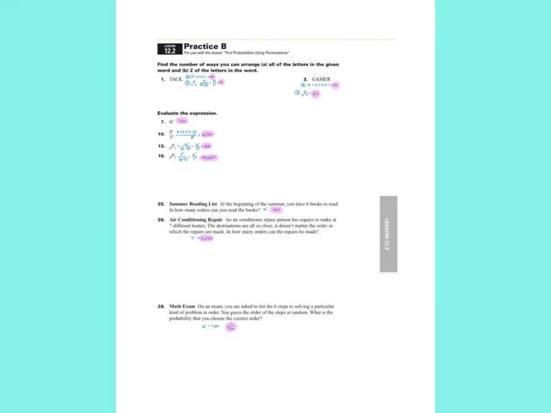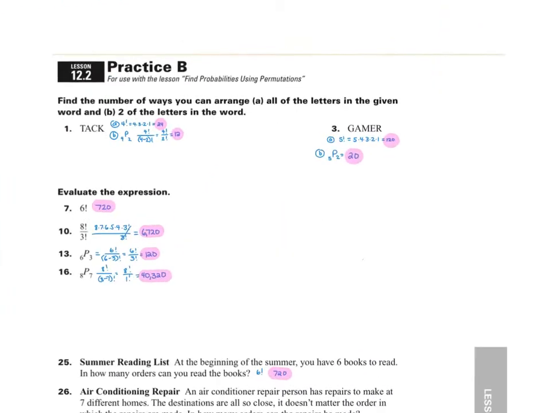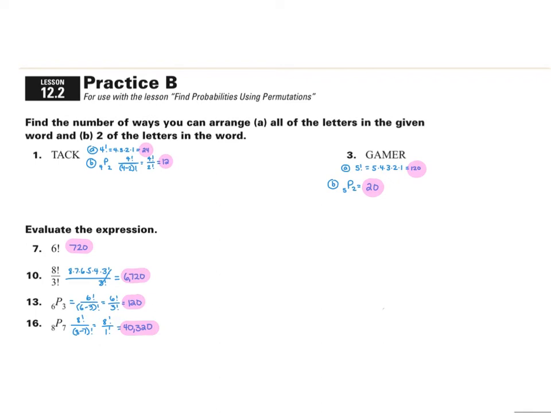All right, 12.2 was your permutations. So the letters in the word "tack," all 4 would be 24, but 2 at a time is your P(4,2), that's 12. Remember that you want to be practicing whatever calculator you're going to be using on Thursday, because if you get something brand new calculator-wise, I'm obviously not going to be able to coach you through using it, so you want to make sure you're ready to go.